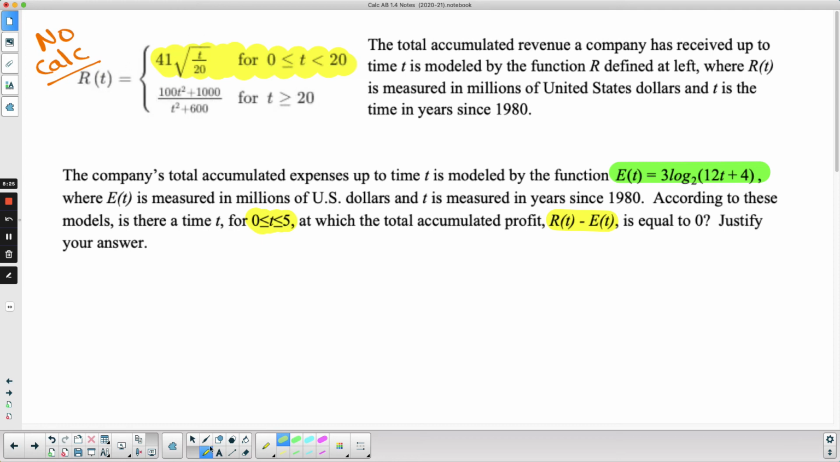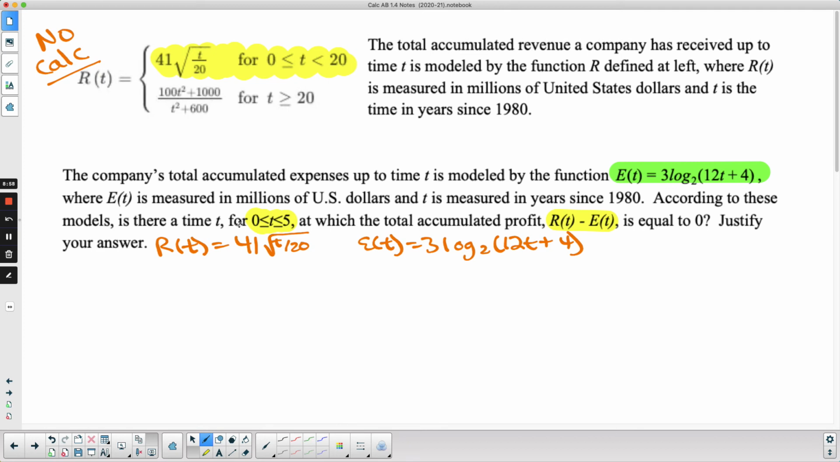So R of t that we're going to look at is 41 square root t over 20. And then we're looking at E of t, which is 3 log base 2 of 12t plus 4. Now, these might look kind of scary because you're like, wait, there's radicals and there's logarithms and it's a no calculator. Scary. It's really not so bad. We're going to use some of our properties that we learned in pre-calc. That's why we're reviewing a problem like this.